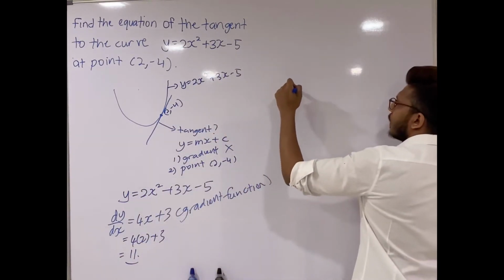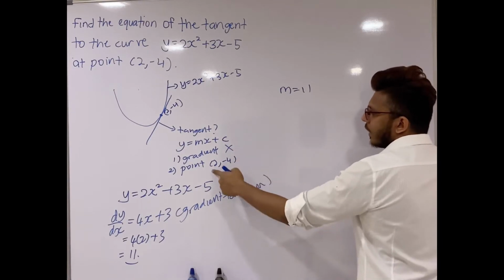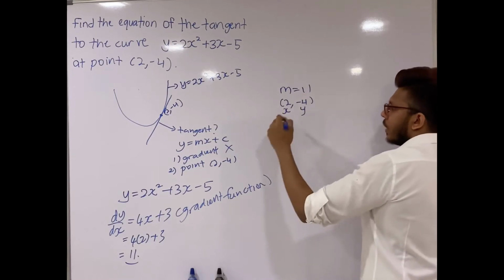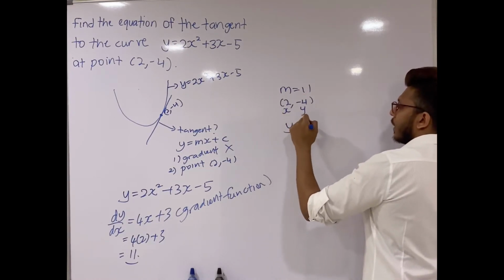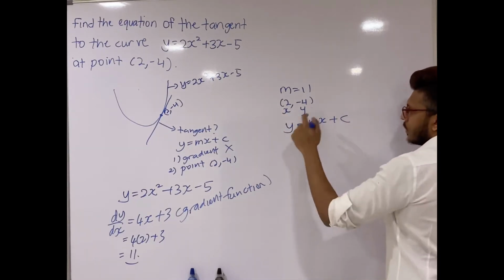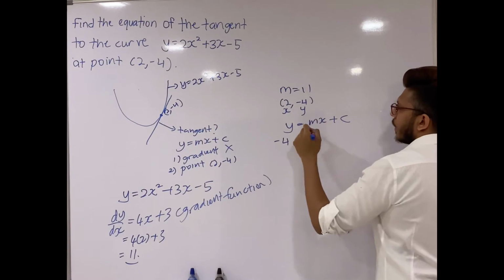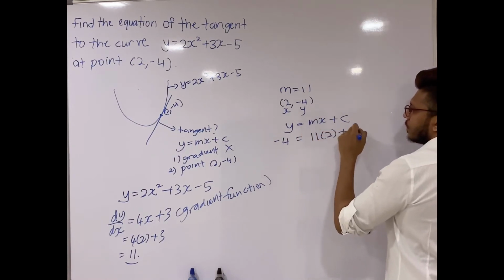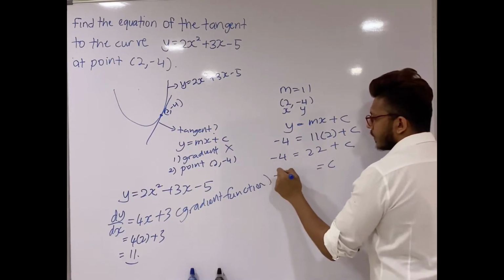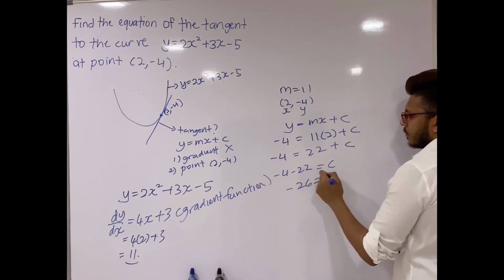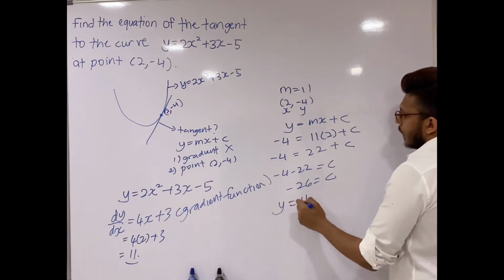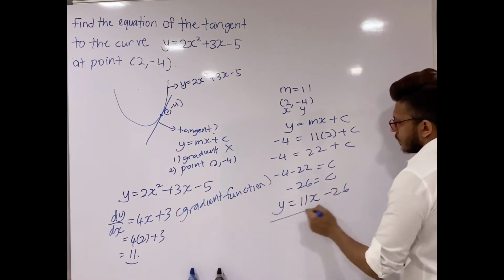Now, we know our gradient is 11. We also got our point, (2, -4), which is the x value and the y value. The equation of a straight line is y = mx + c. Substitute each and every one of these values into the equation. So y is going to be -4, m is 11, x is 2. Based on this, we will get our c value as -26. So finally, the equation is going to be y = 11x - 26.